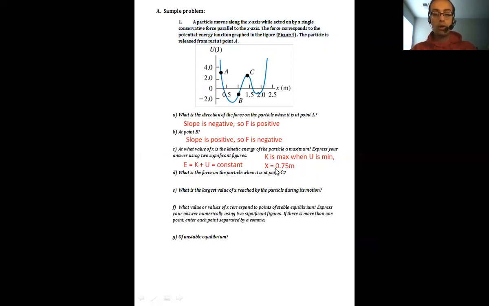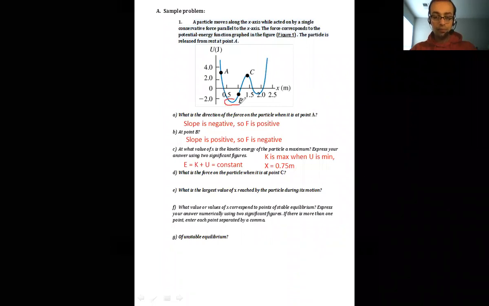And that occurs at x equals 0.75 meters, which is the global minimum of the potential energy function. That's right here. So again, that global minimum is going to be where the kinetic energy is highest.